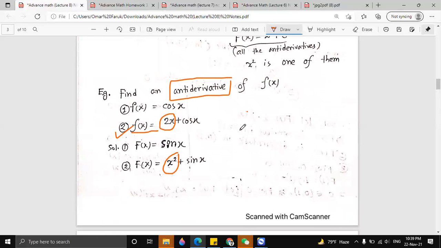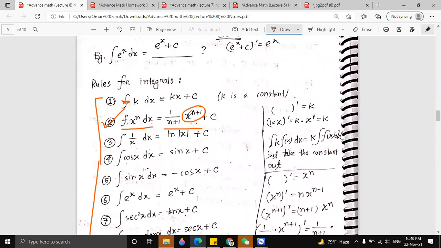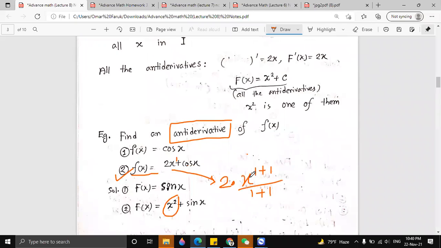So we have 2x. You can write it this way. You just keep 2 here, and then x. As the power, we have x to the power 1, right? So we keep 2 here, and we write x. And according to our formula, it will be x to the power 1 plus 1, right? And divided by 1 plus 1. You see the formula here? x to the power n plus 1 divided by n plus 1, right? So I write it this way.